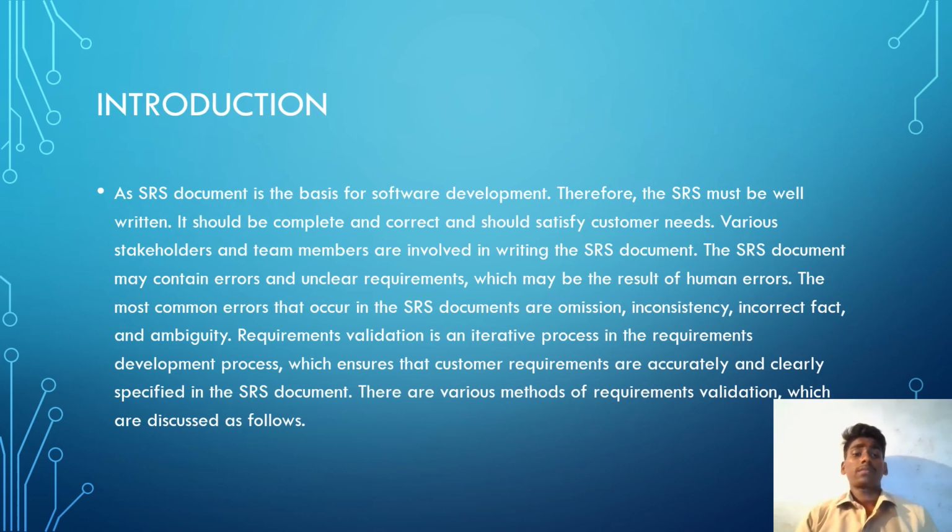So the introduction. As the SRS document is the basis for software development, therefore the SRS must be well written. It should be complete and correct and should satisfy customer needs. Various stakeholders and team members are involved in writing the SRS document. The SRS document may contain errors and unclear requirements, which may be the result of human errors. The most common errors that occur in the SRS document are omission, inconsistency, incorrect fact, and ambiguity.